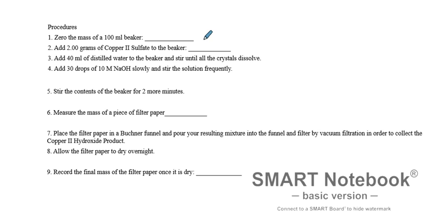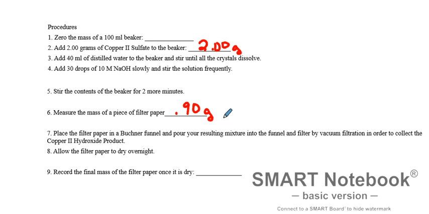And we were supposed to add 2 grams of copper sulfate. So I'm assuming that we did that, so I'll make 2 grams there. We would measure the mass of a filter paper that we're going to be using in this lab, and it's about 0.90 grams, so that's what I'll record.